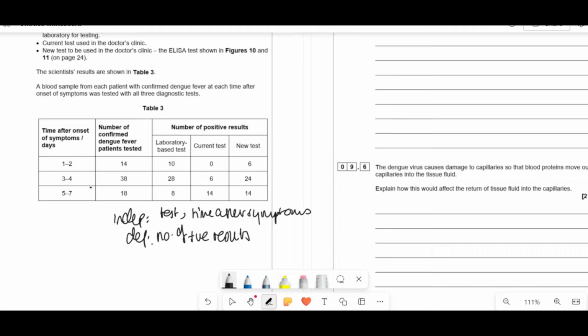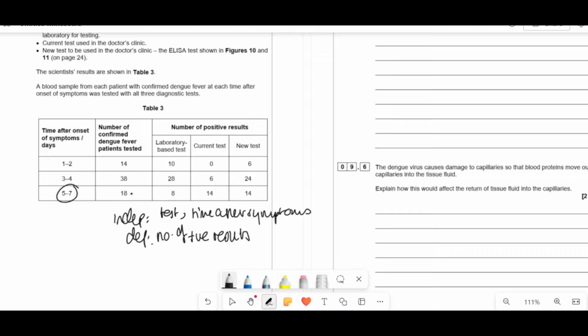Then, if you look at days 3 to 4, they took 38 people and tested them. Out of those 38, 28 were picked up from the lab test, which is good, suggesting the lab test is the best. But the new test got 24 of them, which is quite close. So at 3 to 4 days, the lab test and the new test are quite close in how effective they are. The current test in the clinic is still not very good.